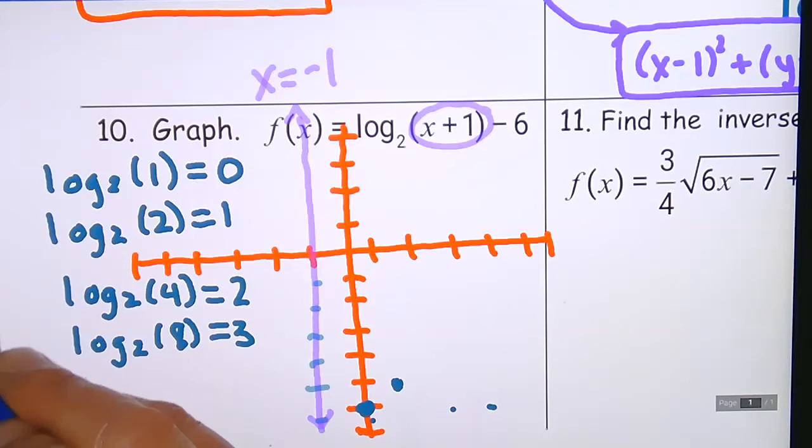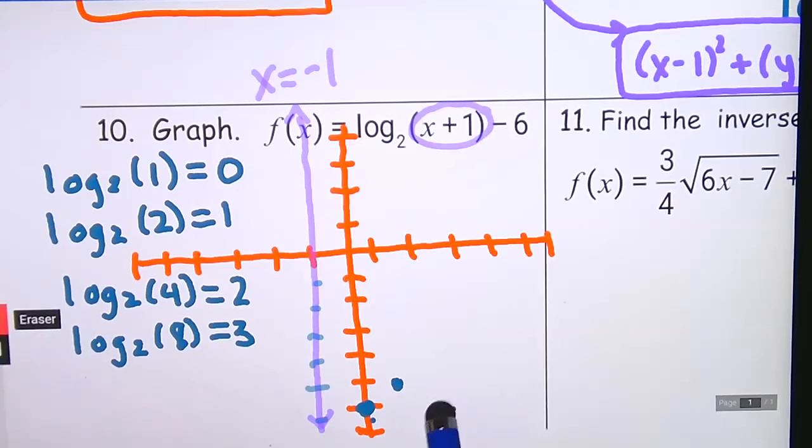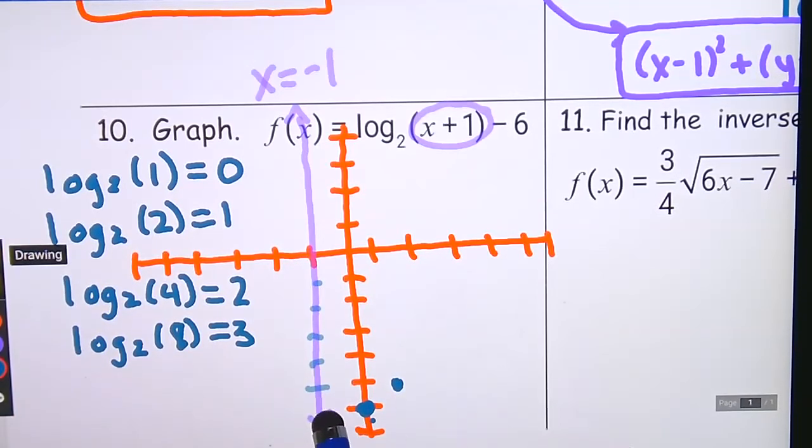Actually, hold on. I think I went over too many. Sorry. Get rid of that dot. Okay, so I went out 1, 2. Okay, 1, 2, 3, 4. I'm right here. And log base 2 of 4 is 2. So I'm going to be here.